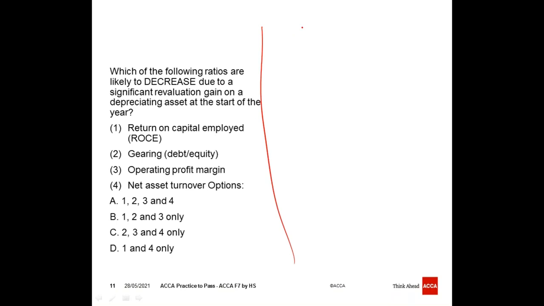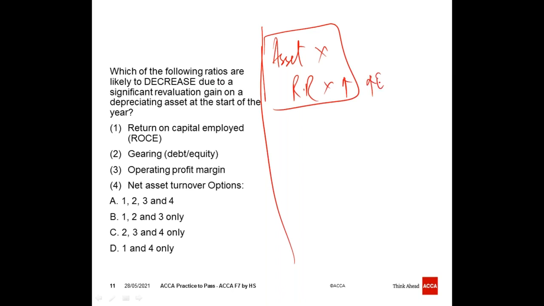Which of the following are likely to decrease due to a significant revaluation gain? When there is a revaluation gain, the entry will be asset debit, revaluation reserve credit. Revaluation reserve increases, which means there will be an increase in the equity.